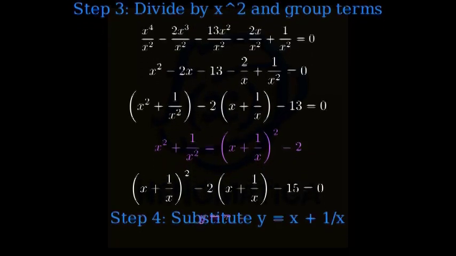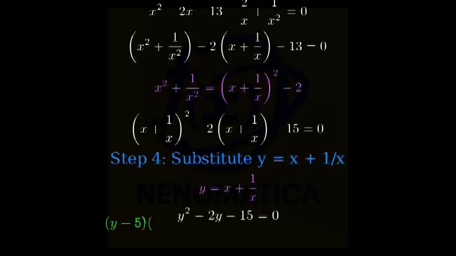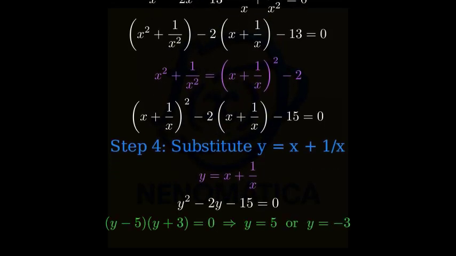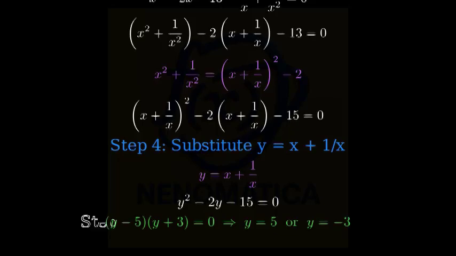Step 4. Let y equal x plus 1 over x. Then the equation becomes y squared minus 2y minus 15 equals 0, which factors as y minus 5 times y plus 3 equals 0.